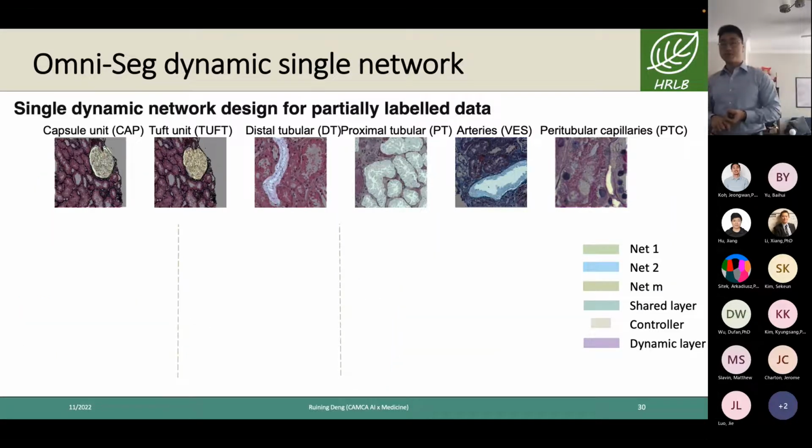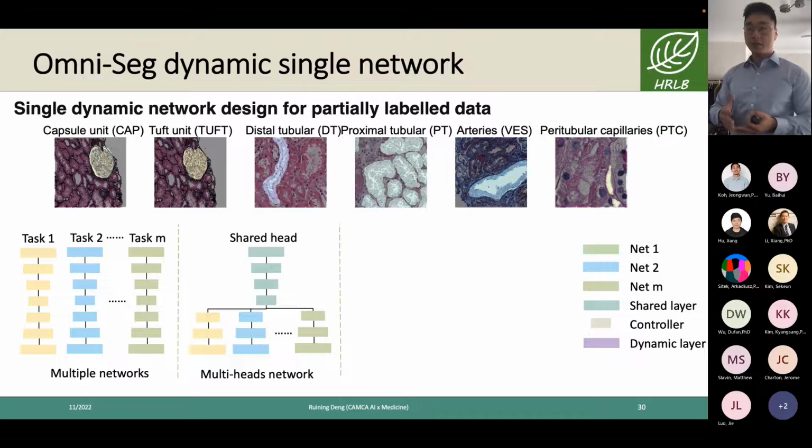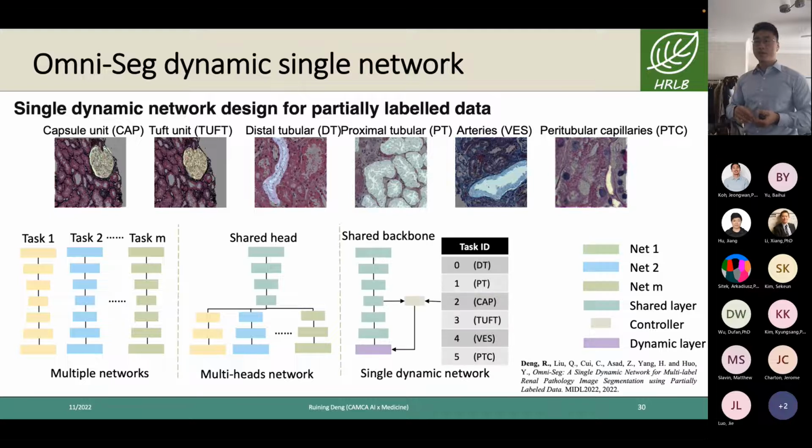So previously, there were several works to solve the partial label data issue. They provide the multiple network design, so each network will only focus on a single tissue type. And also they provide the multi-head design, which uses a shared encoder and different decoders for different tissue types. So previously, we evaluated that the single dynamic network can achieve better results for partially labeled data with the shared backbone. And we believe that the single dynamic network can achieve superior performance compared to the multiple network and multi-head network.